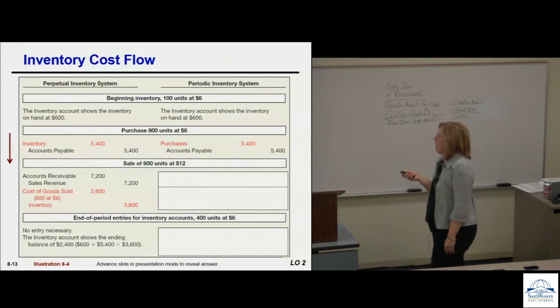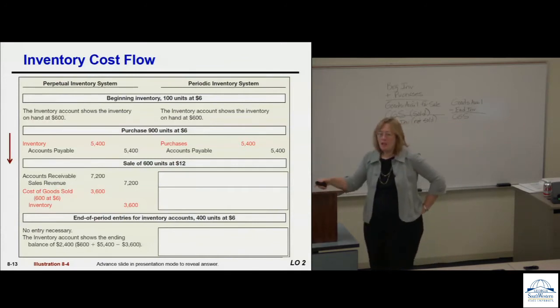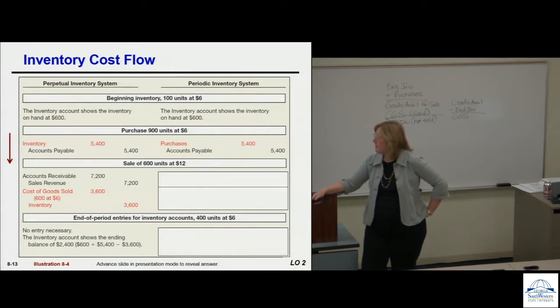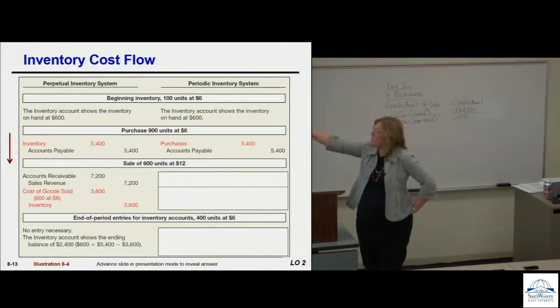Then when we sell something, what kind of entry do we have when we sell something, Angela? Well, yeah, like that. We sold it for $12, so accounts receivable and sales revenue, we record the sale. Then what do we do with our inventory?